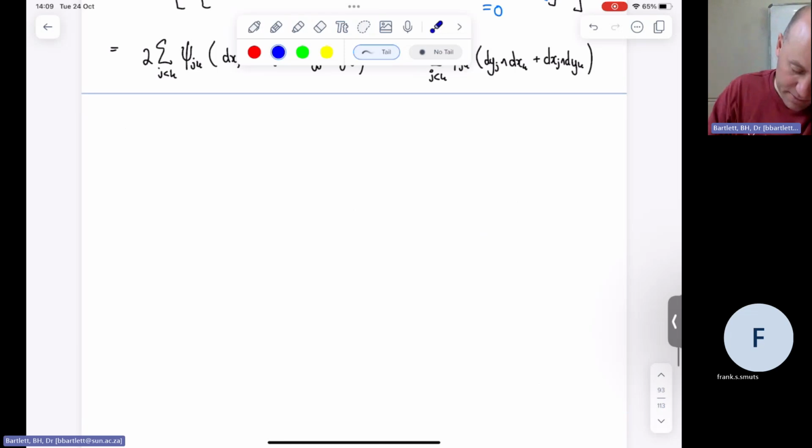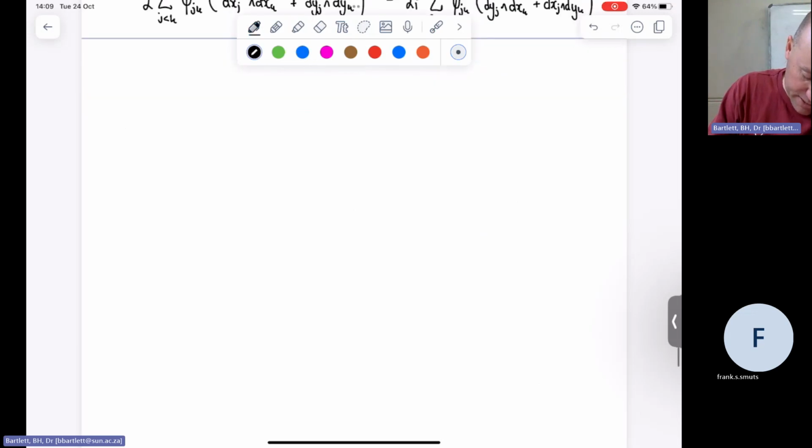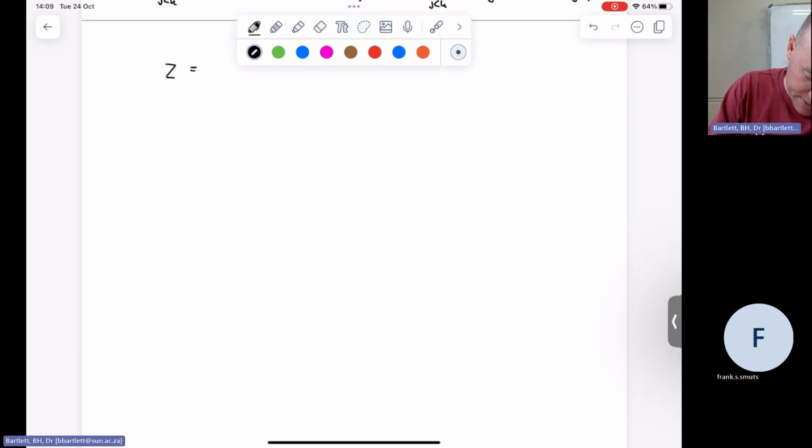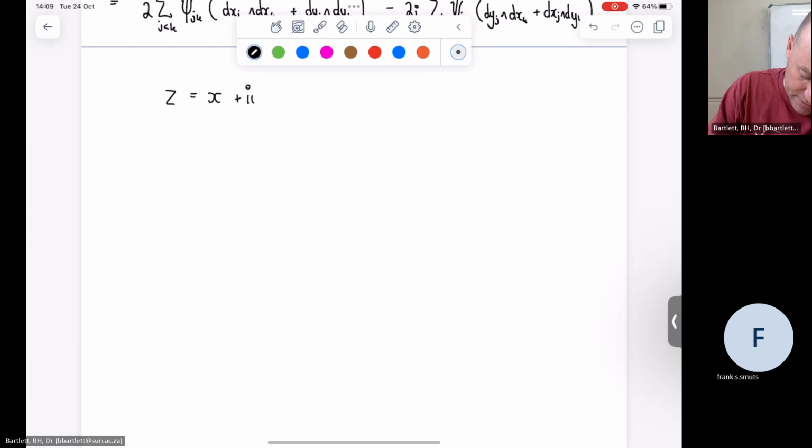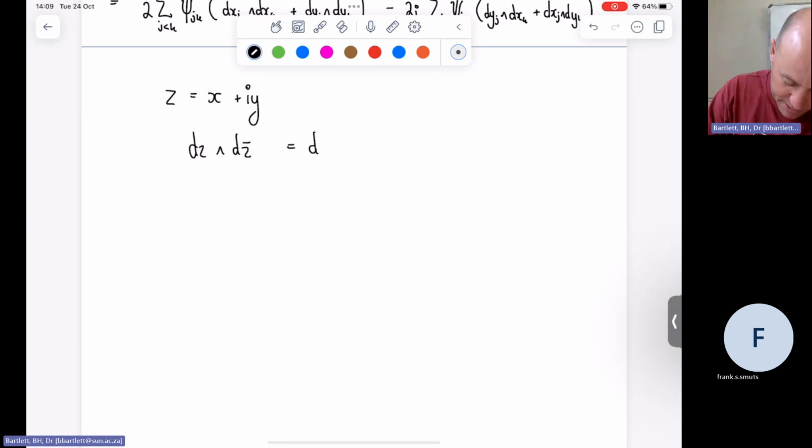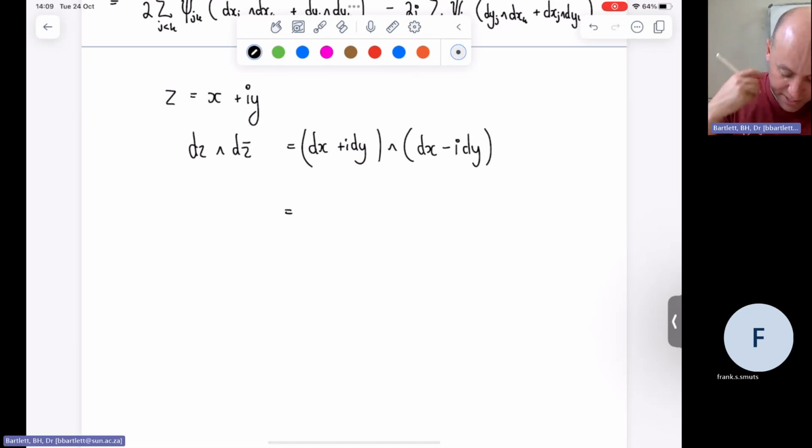So the fundamental thing that I just wanted to stress here is this sort of calculation. We know that I can always write z as x plus iy. Those are the real and imaginary components of a complex variable. Then if we have a thing like this, what does this mean? dz wedge dz bar means dx plus i dy wedge dx minus i dy. And if I multiply that out, I'm going to get minus 2i dx wedge dy.